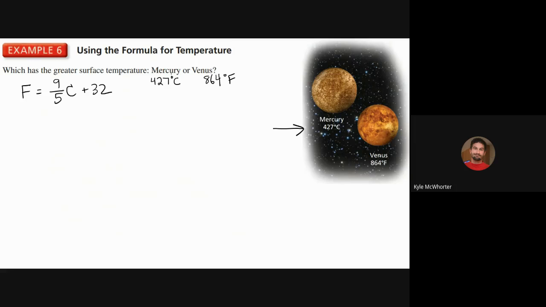So right now we have one temperature in Celsius and one temperature in Fahrenheit. So in order to compare them, we need to get them into the same units. So I'm going to take the 427 degrees Celsius that Mercury is, and I'm going to plug that in for C and find out what that is in Fahrenheit. So in Celsius, 427.